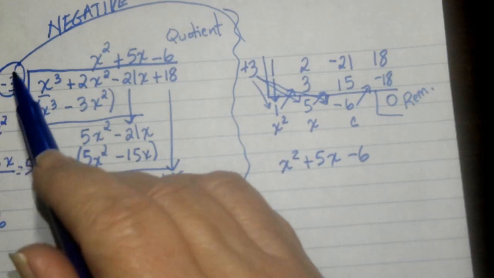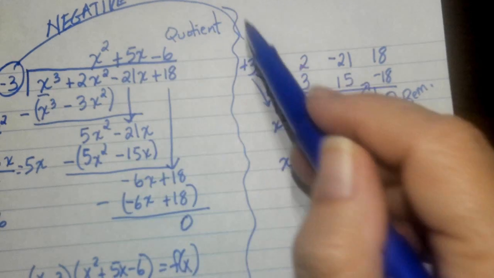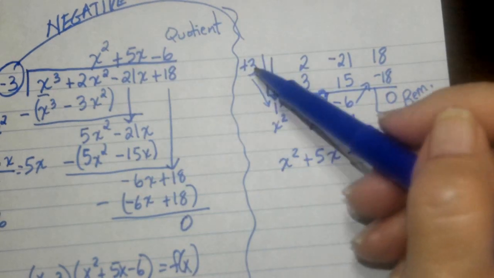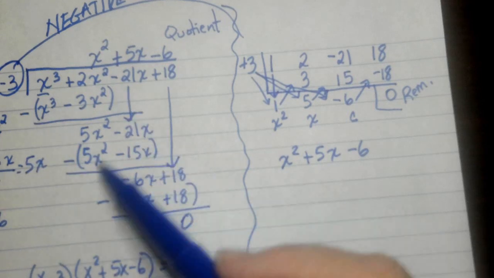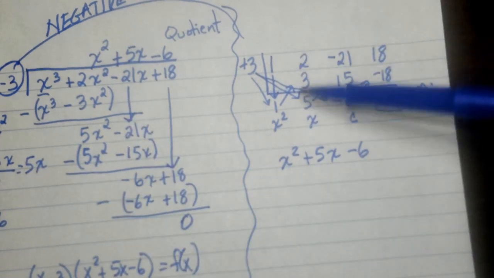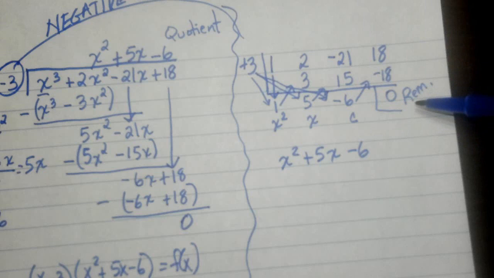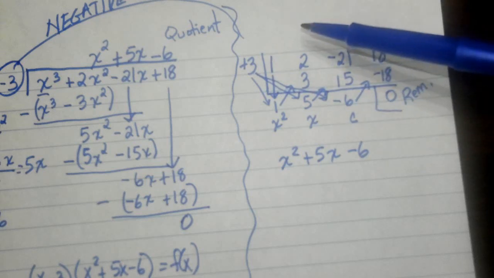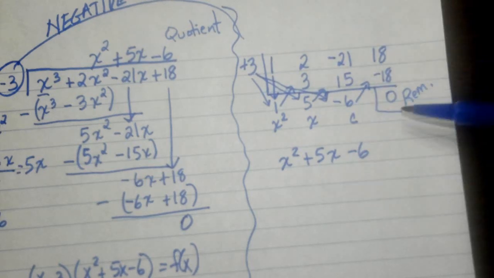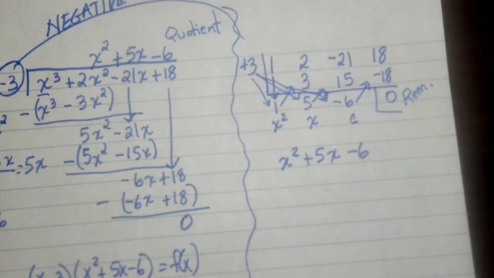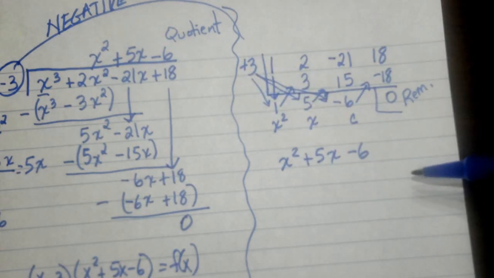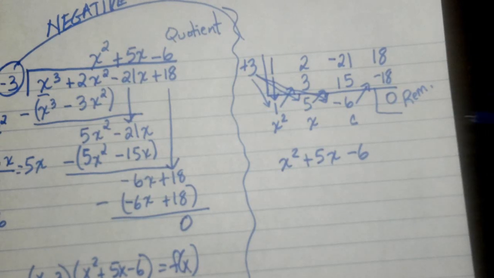Why are we taking this negative 3 and putting it over here and making it negative? Because when we do long division, we subtract. When we do synthetic division, we add. Adding is the opposite of subtracting, or subtracting is the opposite of adding. So we make that number the opposite, and that's why we add instead of subtracting. And that works out really awesome, don't you think?